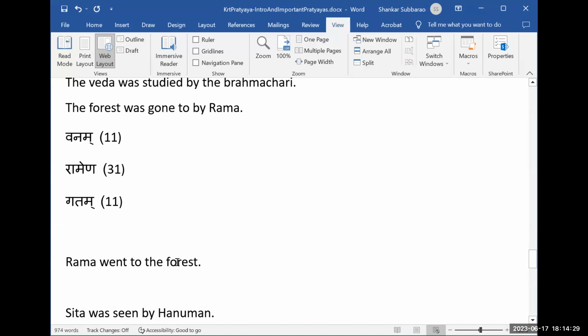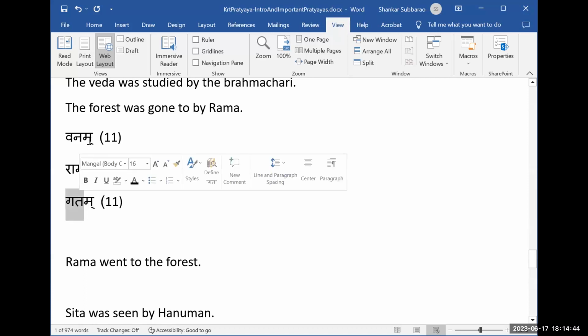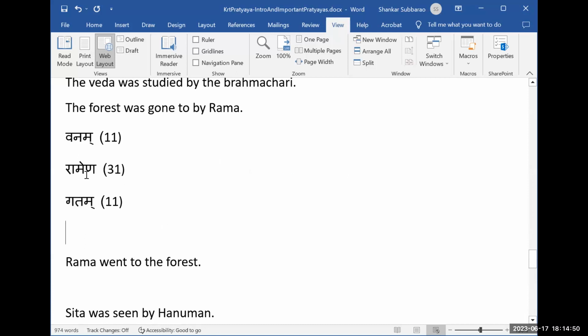Now, the question was, how do I understand this declined word, Gatam? You see, Gata will typically be an adjective to something. Here, Gatam means what? What is the translation? The forest was gone to by Rama. How do you translate Gatam? Now you need to understand this. There is no better way to explain it except by an example.